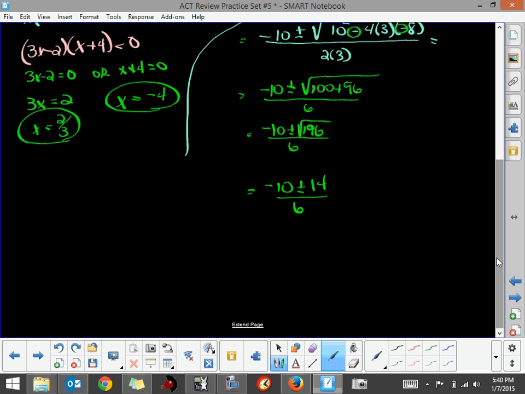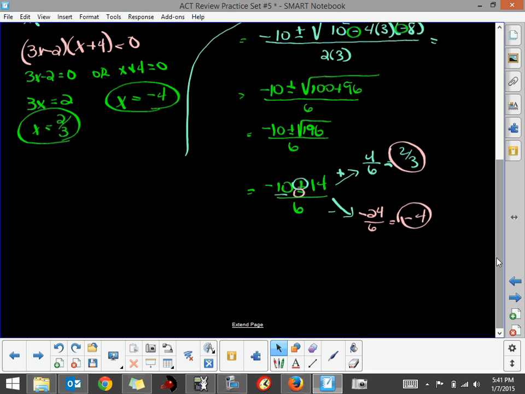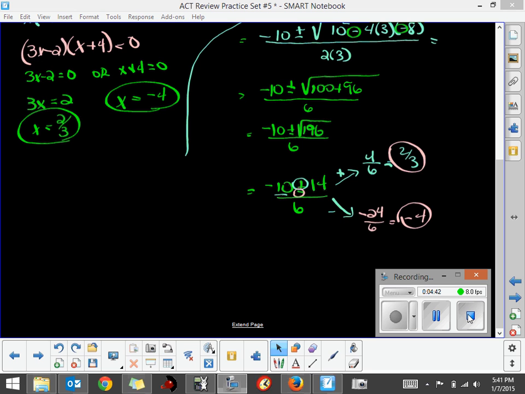And now we have to do our two different possibilities here. We want to make sure that we do our addition and our subtraction routes. So we take a negative 10 plus 14, and negative 10 plus 14 is 4 over 6, reduced as 2/3. Then the next time around, we do the negative, so it's a negative 10 minus 14, which is a negative 24, over 6, which is a negative 4, which you can see are the same answers we had from the factoring method. You've got your pick there. Do a quick survey, see which one you like better, and then just pull the trigger and go ahead and do one of those techniques and solve it.